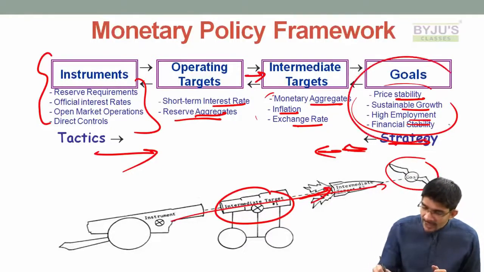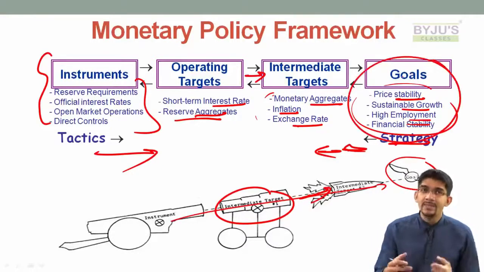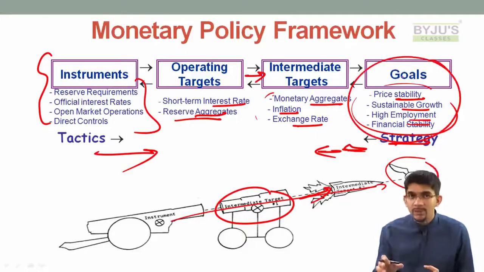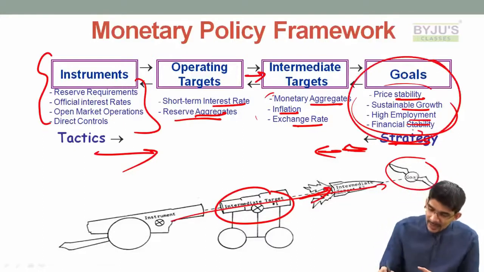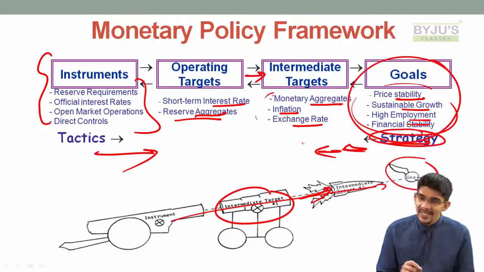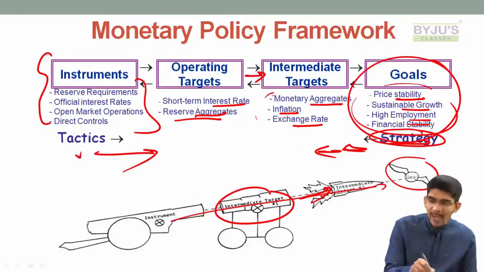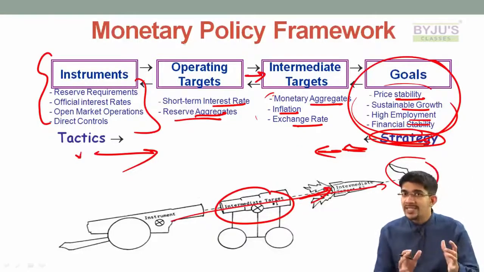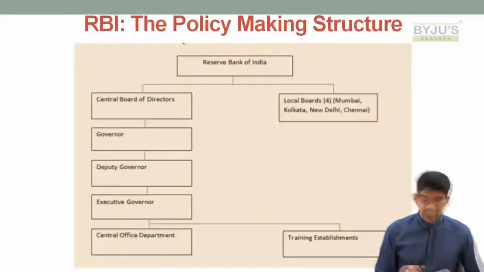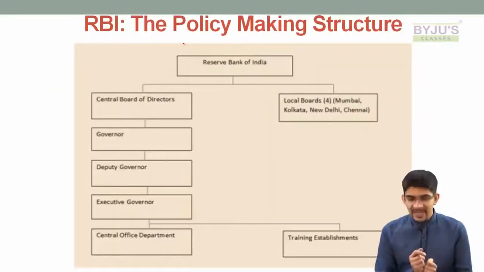It has to observe the economy. These goals are nothing but the macro economy. So it has to observe the economy, then create certain strategies, then employ the tactics so as to achieve your goals. So this is the approach RBI has to take. Now let's look at the RBI's policy making structure.